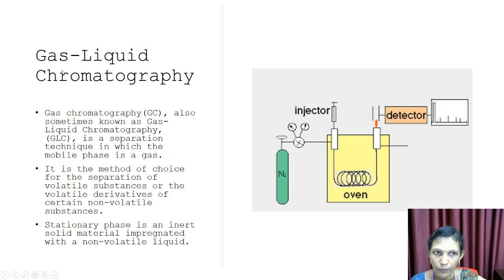Okay, the next one is gas liquid chromatography. It is also the same idea, but instead of solvents, the mobile phase here is a gas. This method is the choice for separating volatile substances, volatile derivatives, or certain non-volatile substances. The stationary phase is an inert solid material impregnated with a non-volatile liquid. Gas chromatography is otherwise also known as gas liquid chromatography.